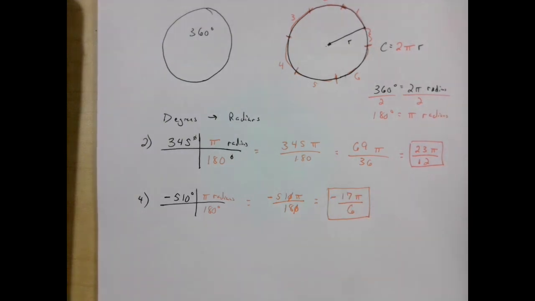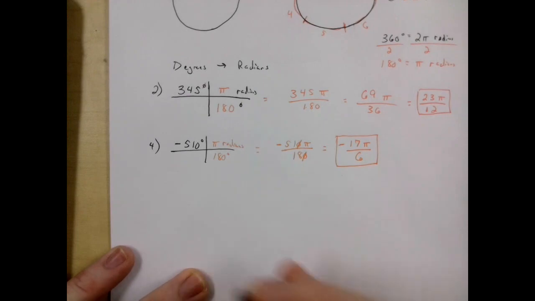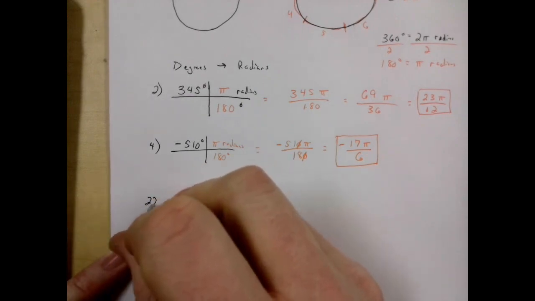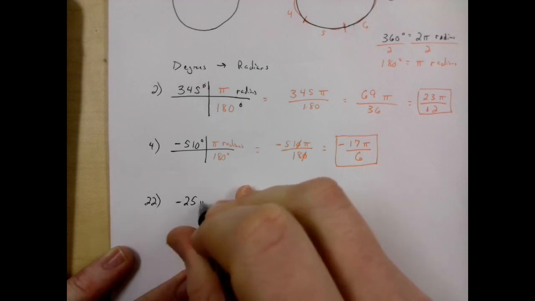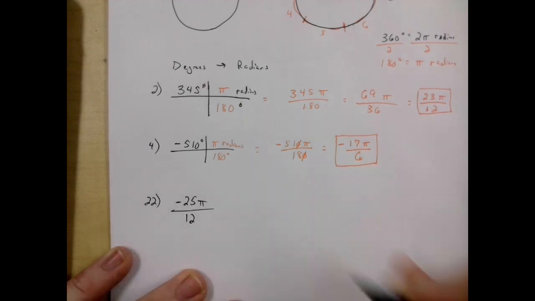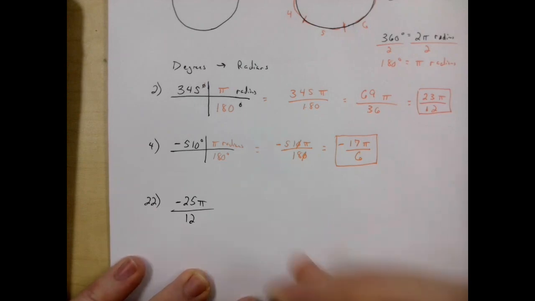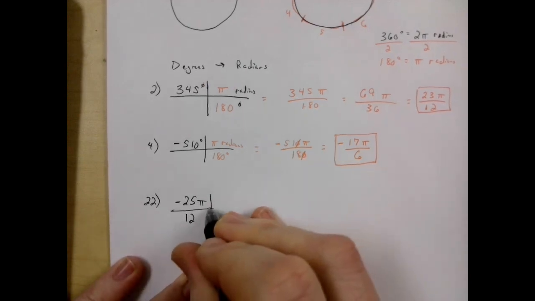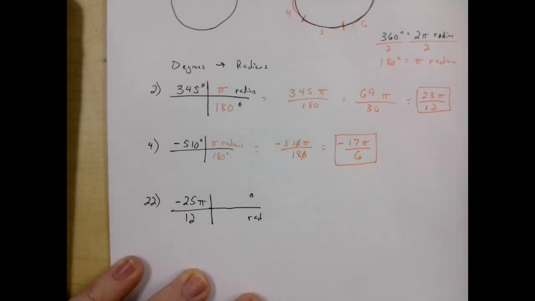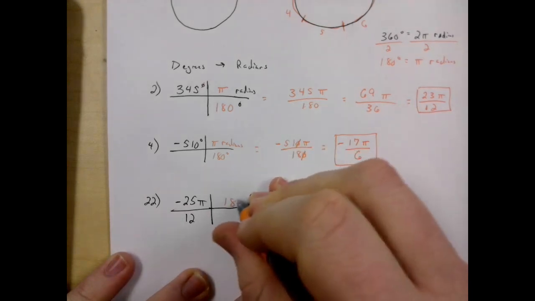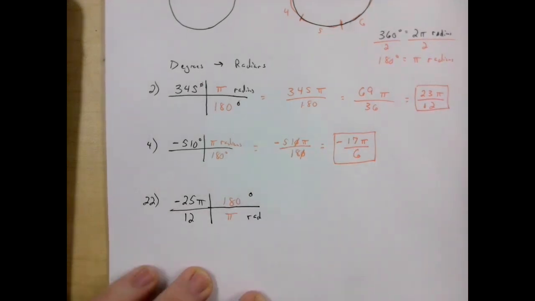Alright? Now moving down the assignment, problem number 22, we now want to go from radians to degrees. So now we're going to go radians to degrees. So this is number 22. Here I'm given negative 25 pi over 12, right? And we're going to follow our conversion method. So remember, this is radians, and I want degrees. So I'm going to do this time degrees over radians. And I know that 180 degrees is equal to pi radians.